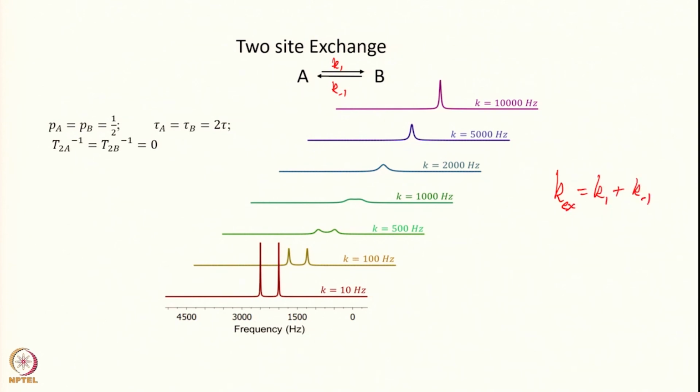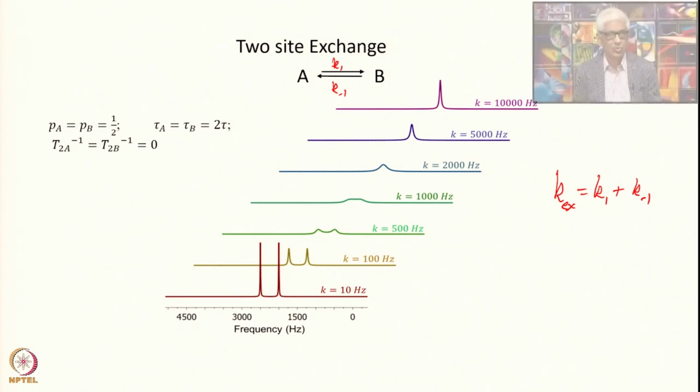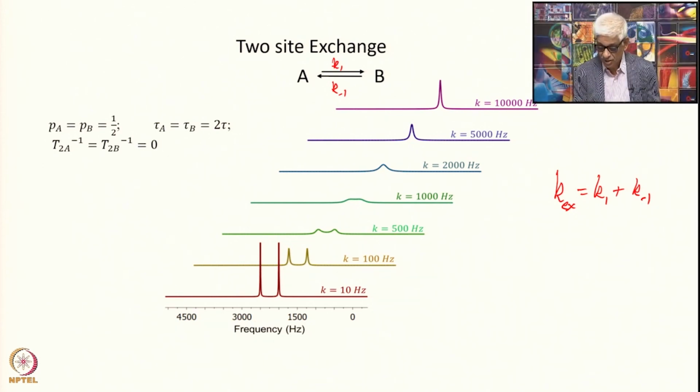So, one single time constant describes the process of exchange, and that is defined as K exchange, which is the same as the K written here. This is a simulation which has been done assuming the following parameters. We assumed that the populations of the two states are identical, Pa equals Pb equals half.